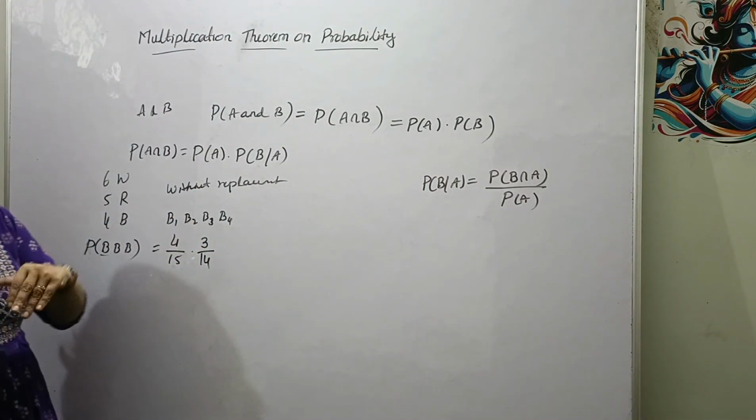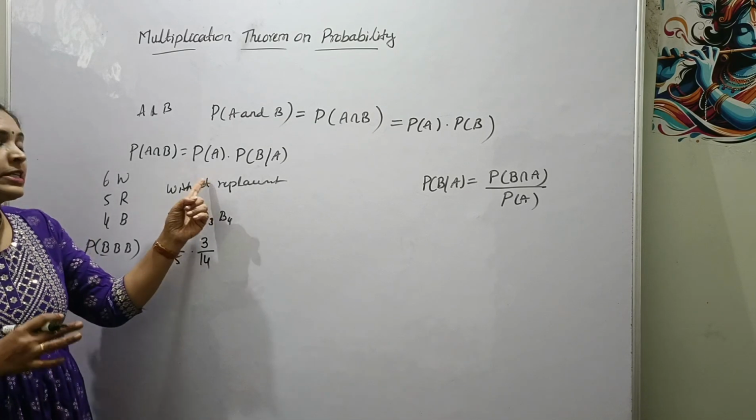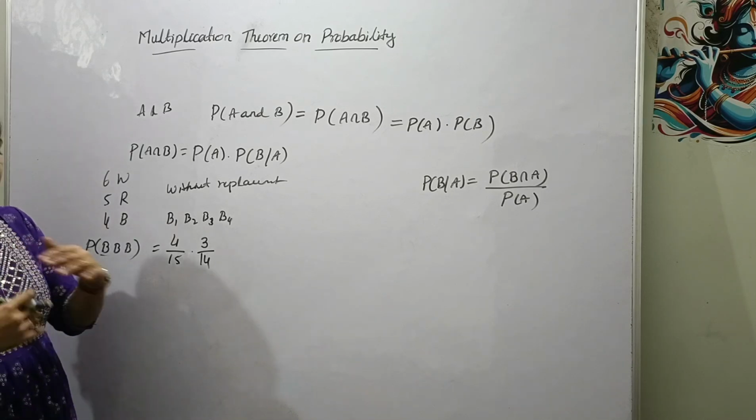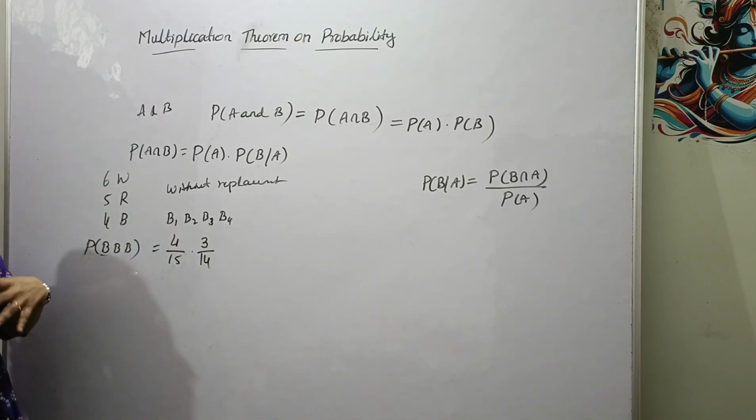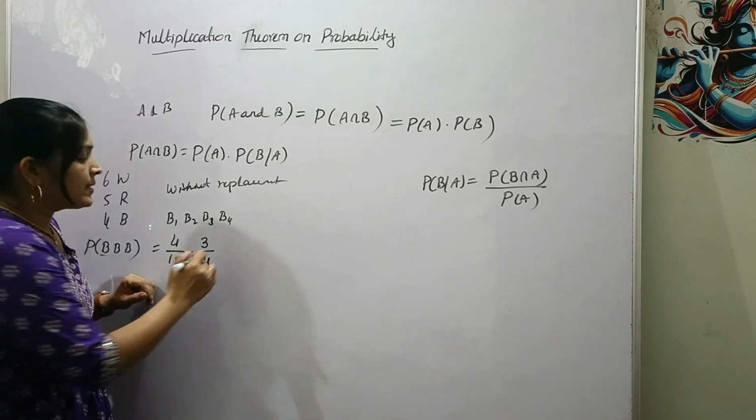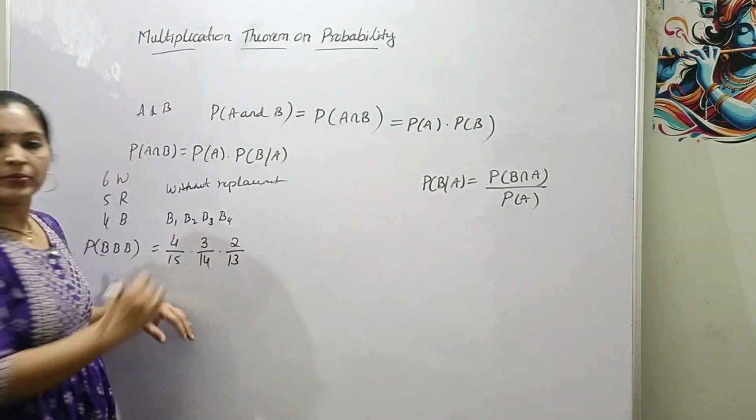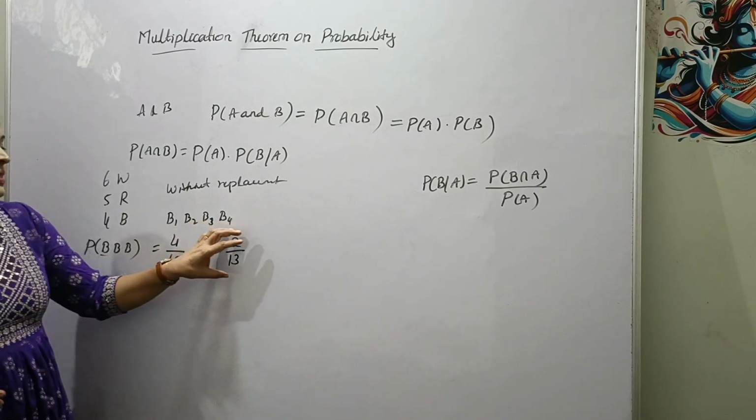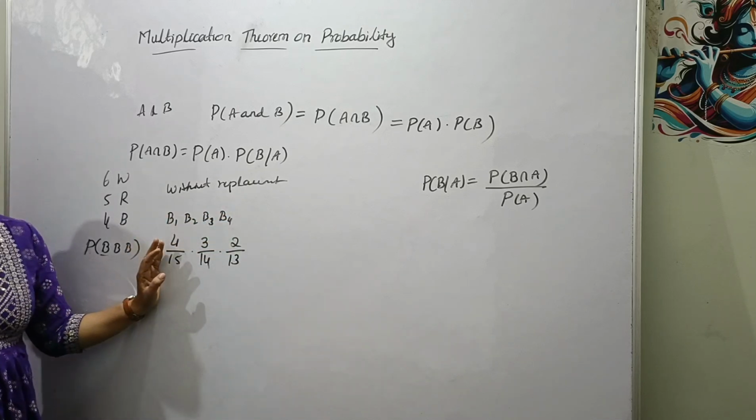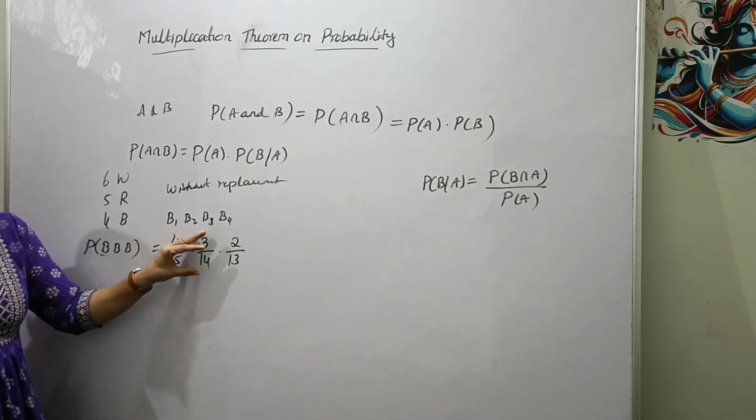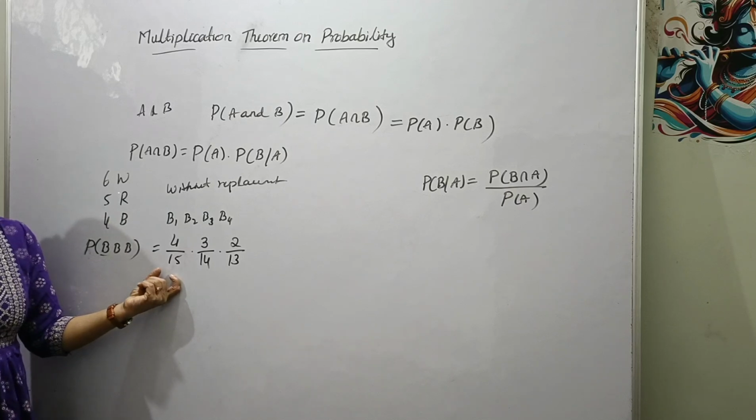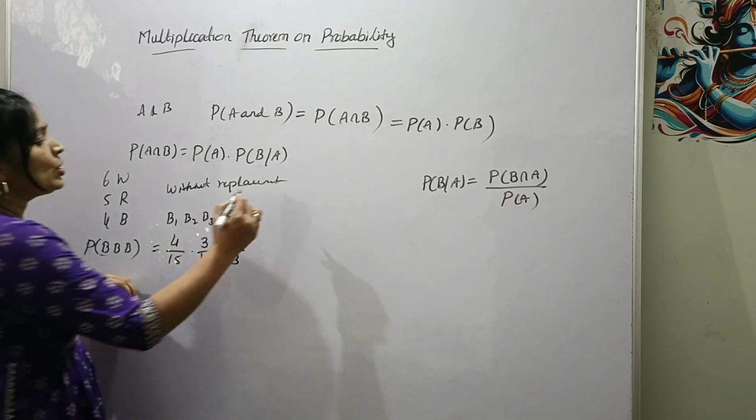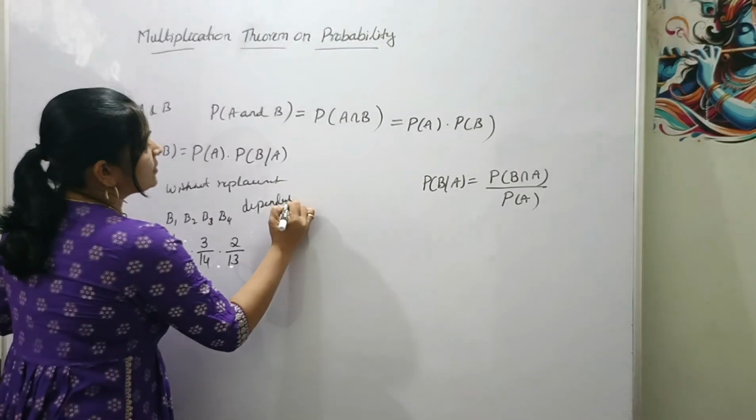Now 2 balls are reduced, right? Because it is without replacement. So for the next event, the probability of another ball, that is the third black ball, is 2 divided by 13. Because again one ball is reduced. See here, this third event depends on the previous 2 events, right? And the second event depends on the first event, right? Therefore, such events are called dependent events.